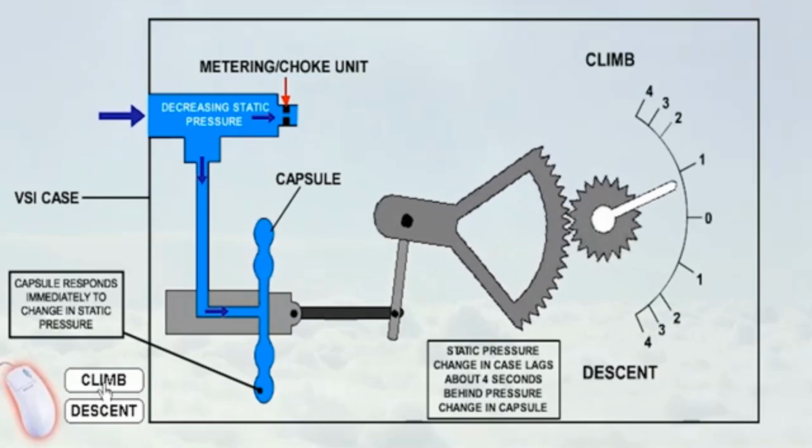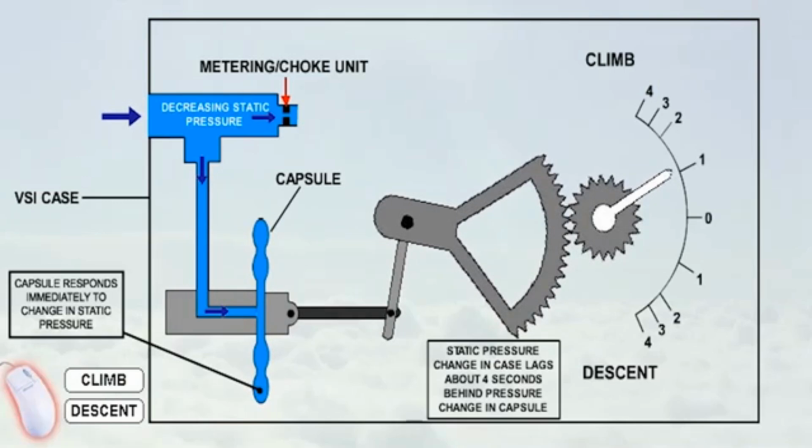If the aircraft is climbing, the pressure in the capsule will be less than that in the case. The consequent compression of the capsule is converted by a suitable linkage to a pointer indication of the rate of climb.